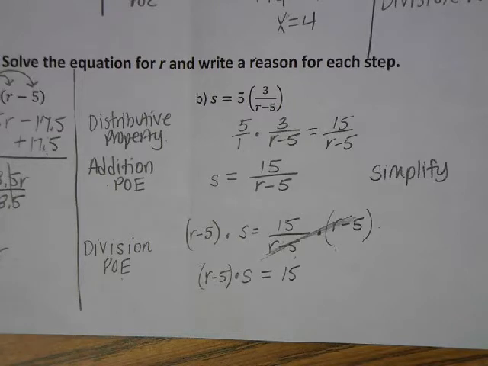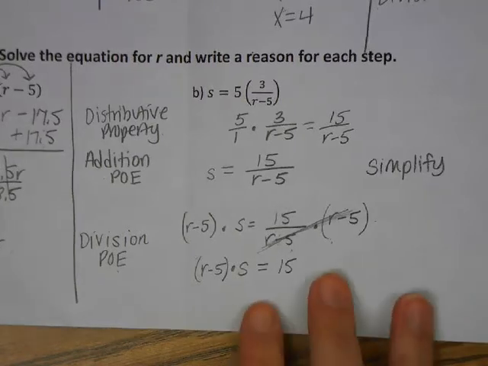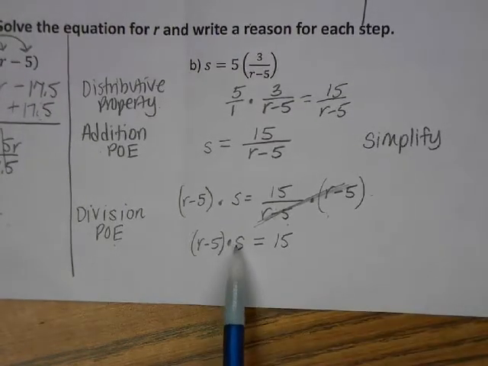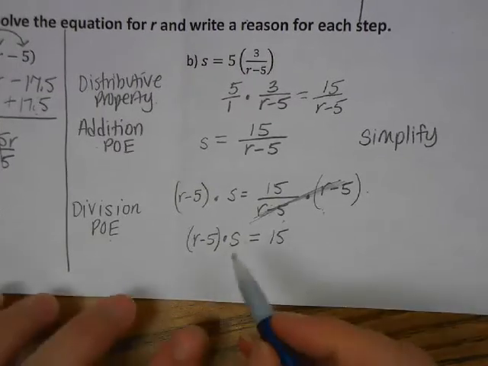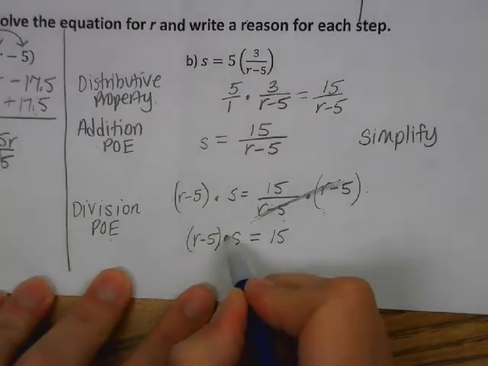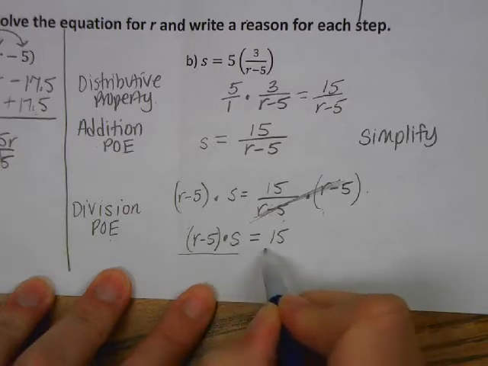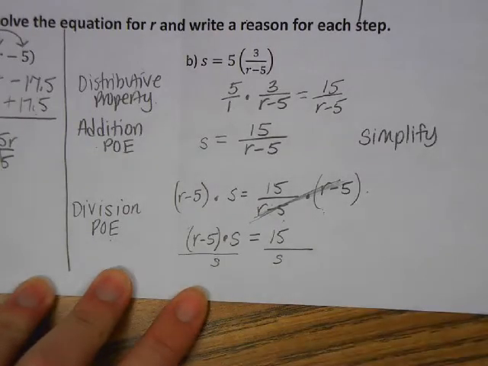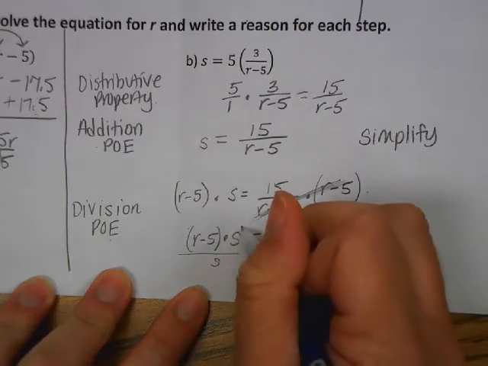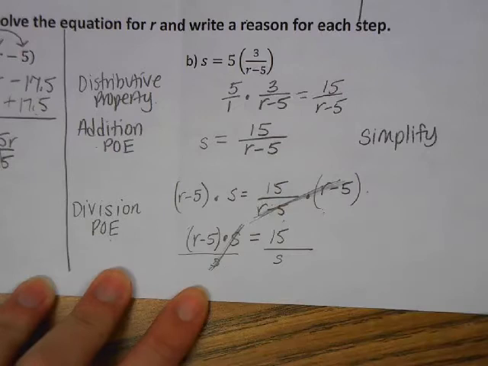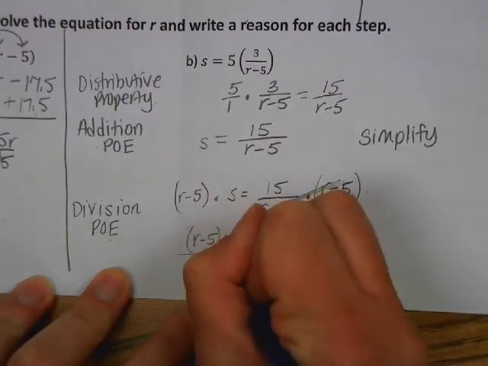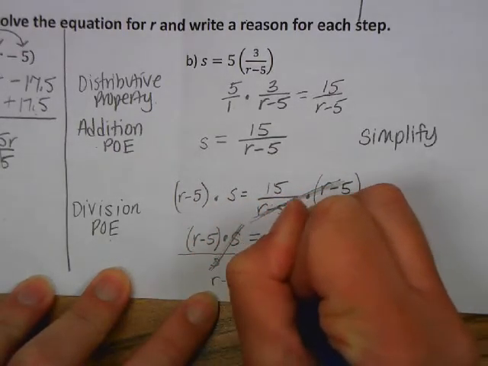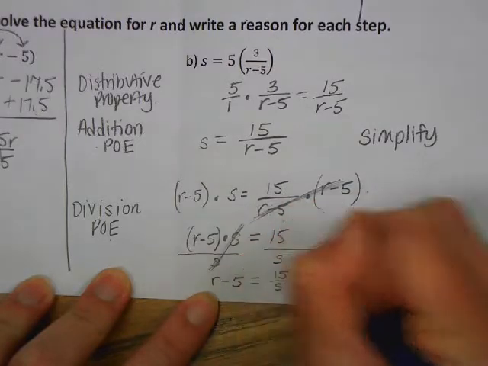And again, I'm still trying to get r by itself. So what I'm going to do from here is get rid of this s. And the opposite of multiplying is dividing. So I'm going to divide both sides by s. So now they're going to cancel on the left-hand side, and I'm left with r minus 5 equals 15 over s.